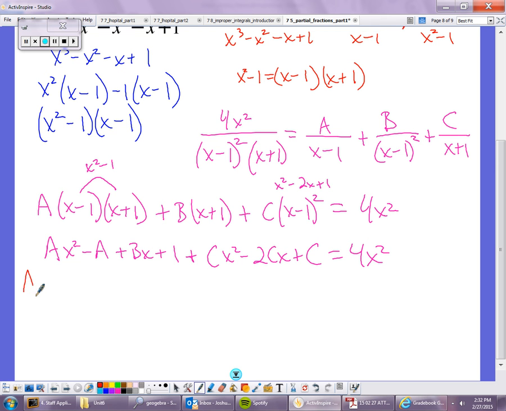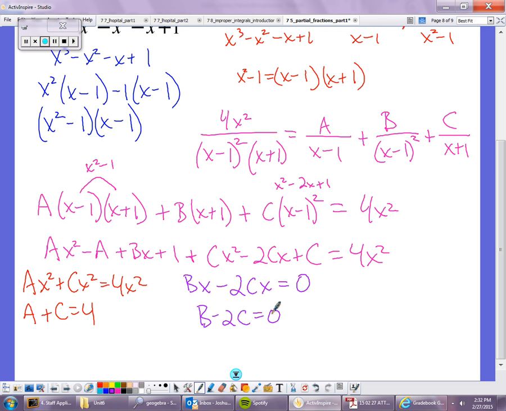Start with these in different colors. Start with our x squareds. ax squared plus cx squared equals 4x squared. Okay? So a plus c equals 4. What do we got else? Now we got our x terms. These are just as important as the x squared terms. We've got bx and negative 2cx, and that equals, obviously there's no x term over here, so that equals 0. So b minus 2c equals 0.